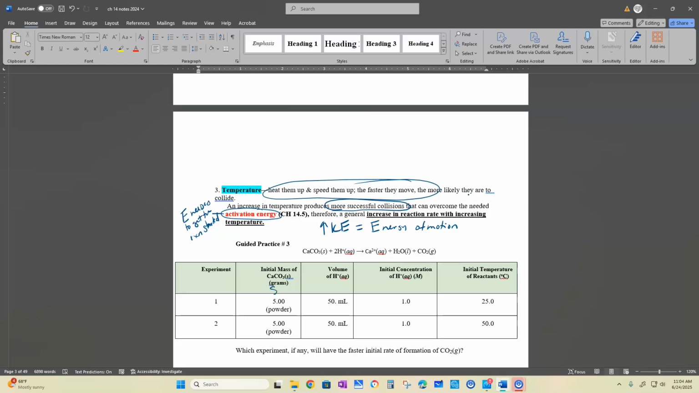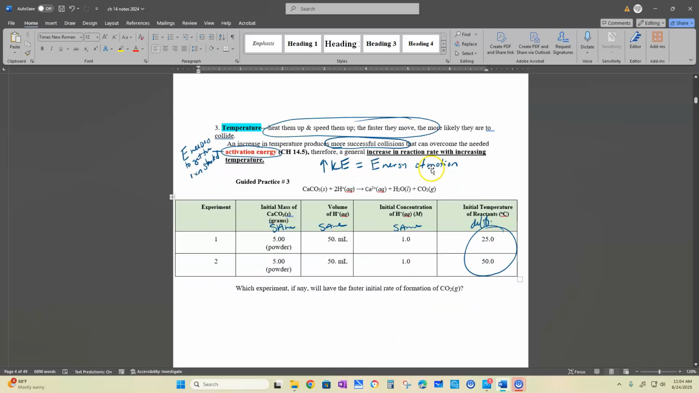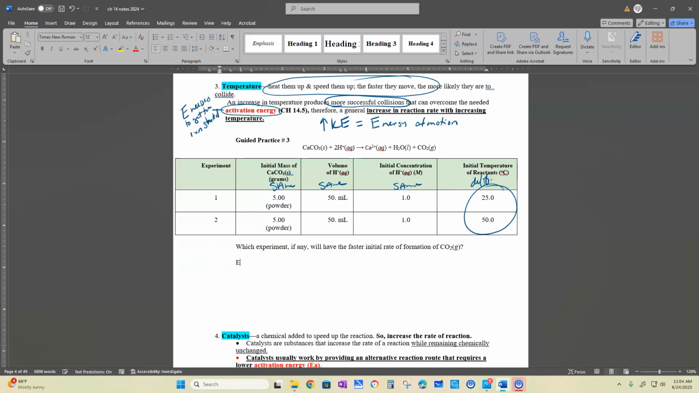So now if I have the same powder, the same volume, the same concentration, but now I have twice the temperature. Okay, that's the difference. So which one will give you a faster reaction? Well, I think we know experiment 2. So experiment 2 will be a faster initial rate of formation of CO2 than experiment 1 due to a higher temperature.